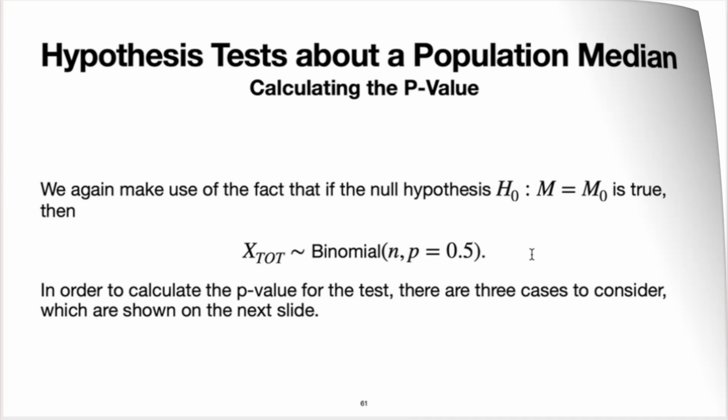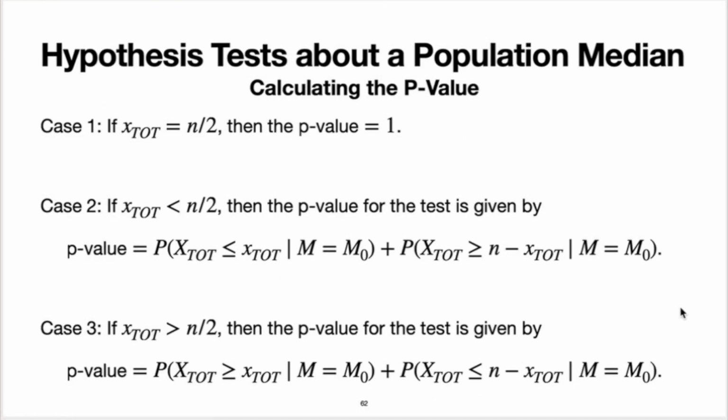Now, case 1, if the observed value of X_tot is equal to the mean of its sampling distribution under the conditions of the null hypothesis, in other words, n over 2, then the p-value is equal to 1. Now, case 2, if the observed value of the test statistic X_tot is strictly less than n over 2, then the p-value for the test is given by the following formula.